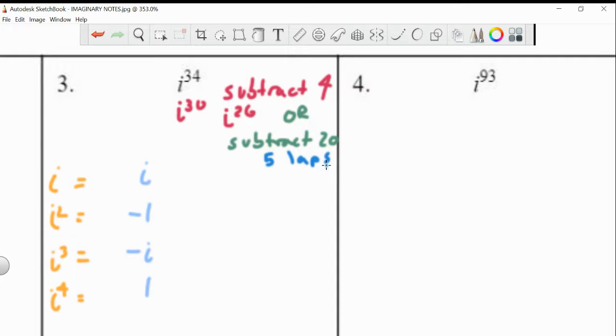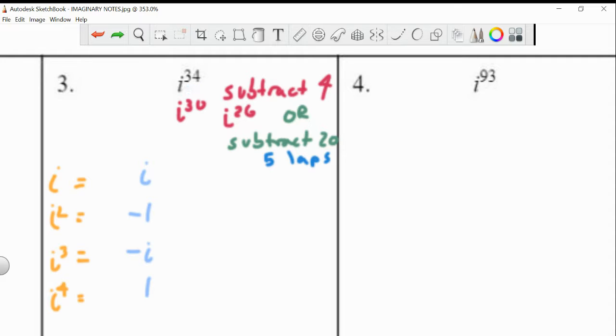Exactly. Multiples of 4. You've nailed it on the head, right? Any multiple of 4 you could subtract. So I like to either subtract 4 or subtract 20. That makes it really easy for me. One thing you could do is say, what's the closest multiple of 4 to 34? You could say 32 is the closest one. You could subtract 32, and then you have i squared, and you would know from that.